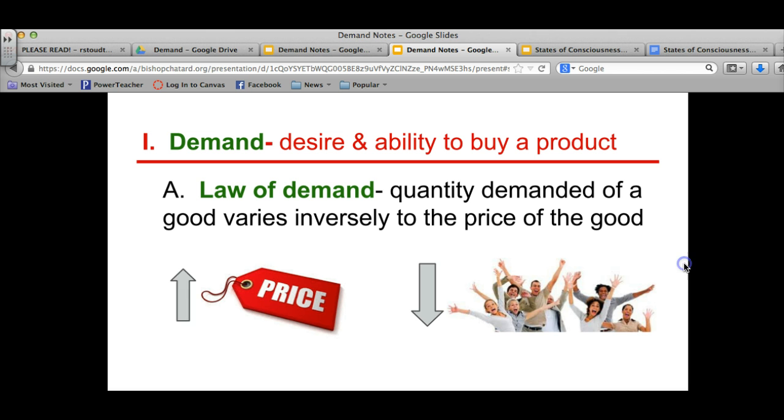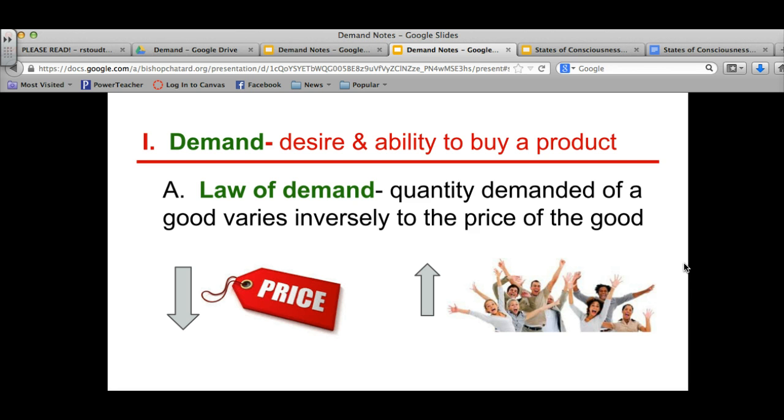Now the inverse, the opposite, is also true, where as the price goes down, the quantity demanded goes up. You see this all the time when, for example, there's a sale at the mall, or a sale in any particular store. What happens to the amount of people that are in the store? It increases. You have tons and tons of people in there. So the idea of the law of demand is that price and quantity are inversely related. They go in the opposite direction.